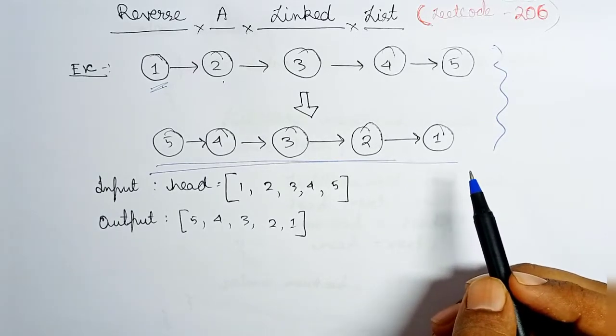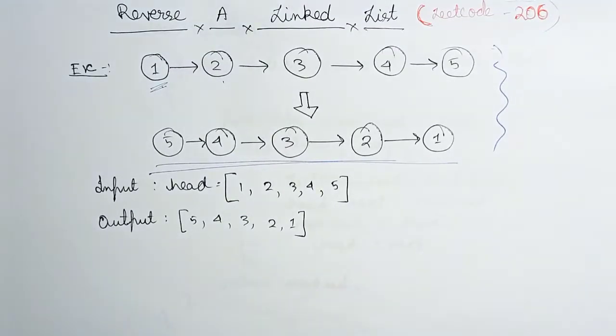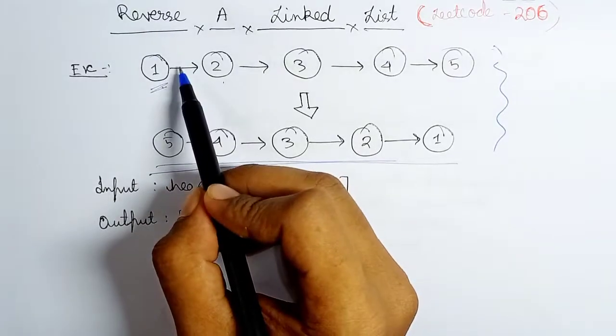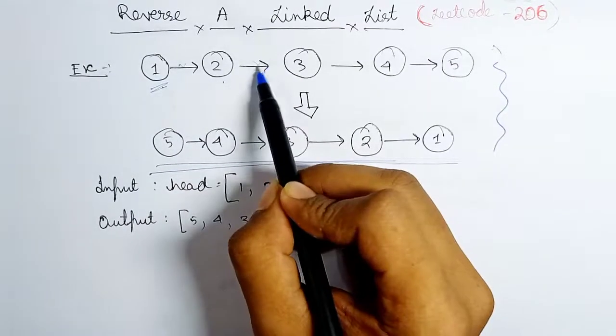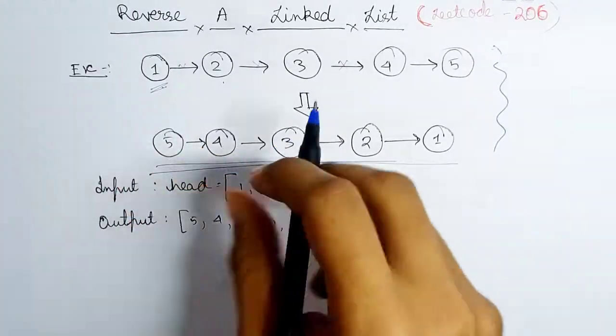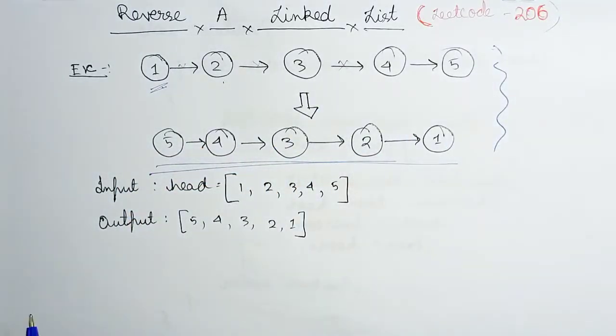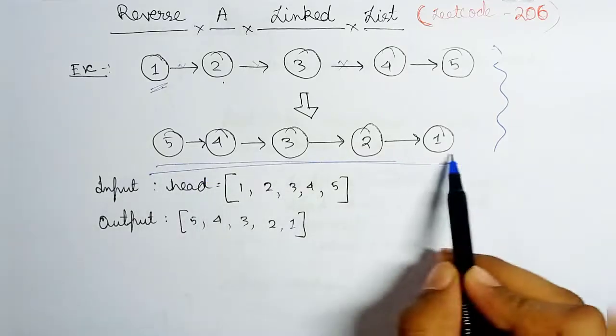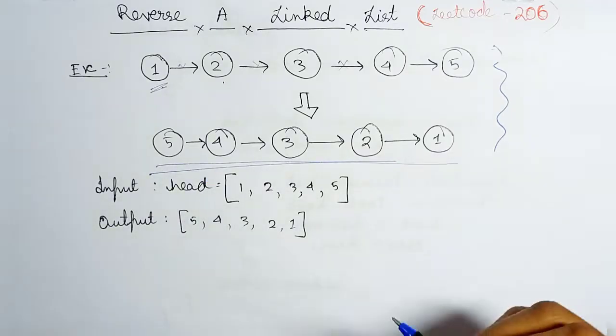So how can we solve this? The algorithm is very easy. We have to just store the next element and subsequently break this link and reverse the link in such a manner that at the end, when we print it, we just have to return the head and the subsequent linked list will be produced. So let's look at it.